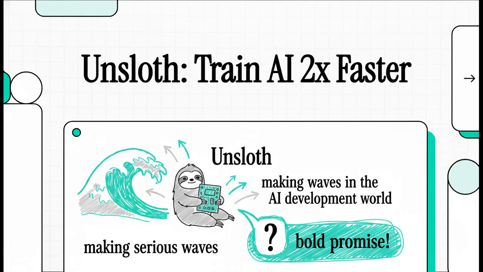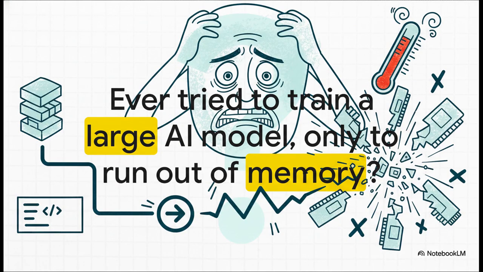So there's this new tool making some serious waves in the AI world. It's called Unsloth, and, well, it comes with a really bold promise. Look, if you've ever tried to train a large language model, you know this feeling. You've got all your data ready, your code is perfect, you hit run, and then bam, your whole system just grinds to a halt, yelling about not having enough memory. It's got to be one of the most common and frustrating roadblocks there is.